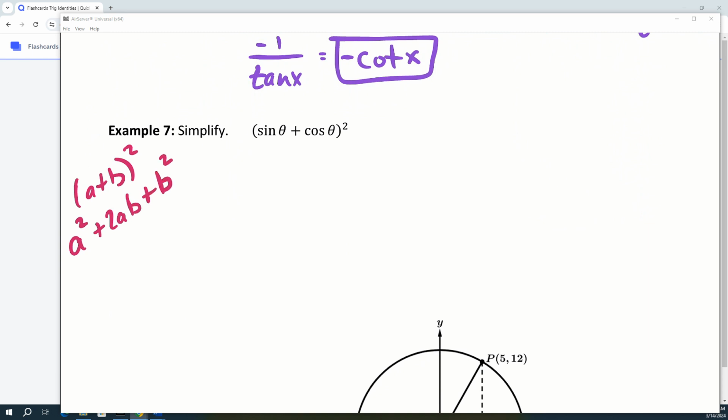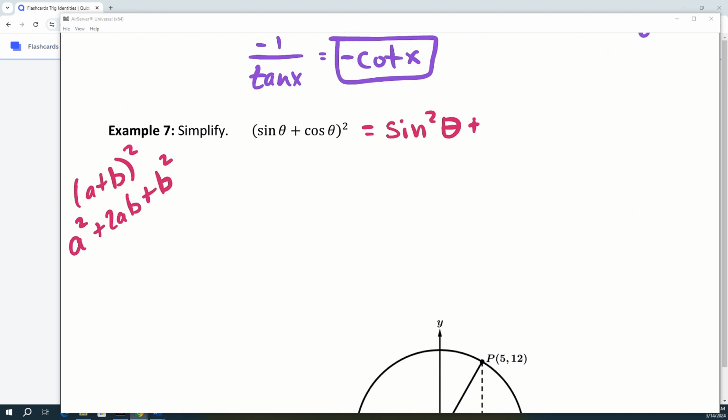It's the exact same thing we're going to do, but A is going to be sine of theta, and B is going to be cosine of theta. So we'll start off, and we're going to square sine of theta. So that's going to be sine squared of theta. Now, one thing that might come up on your worksheet is if this is a minus, then this sign is a minus, but the other one is still going to be a plus.